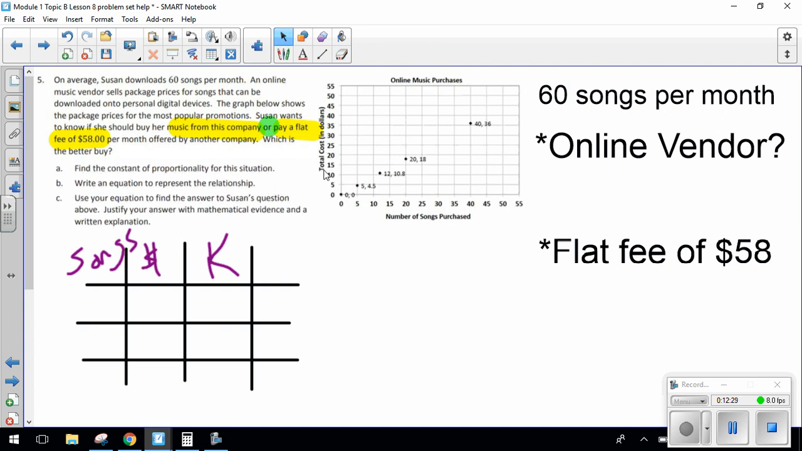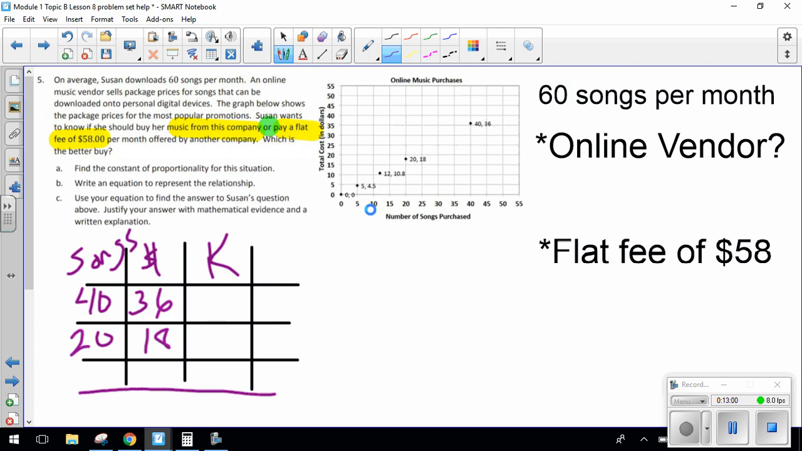So what I'm going to do is kind of dissect this information in the chart to help me find the unit rate. So I know that 40 songs cost me $36. I also know that 20 songs cost me $18.